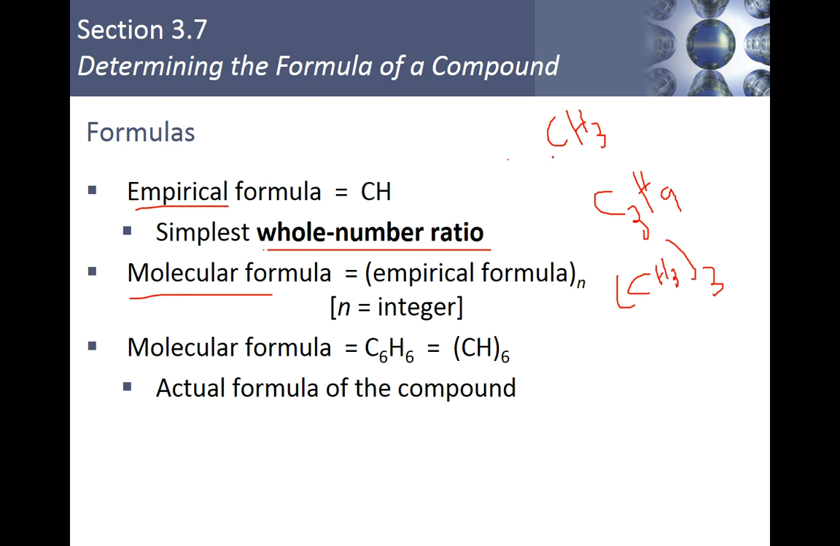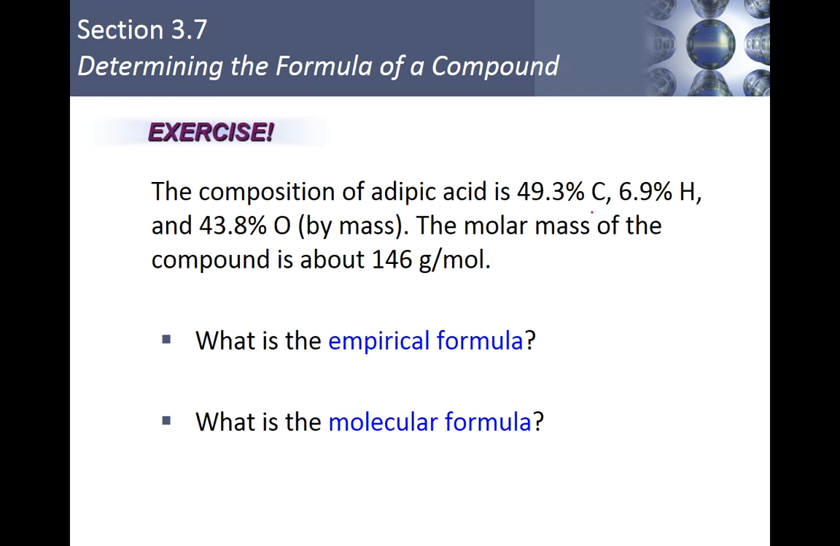Because whatever happens to one also has to happen to the other by rule of the law of definite proportions. Okay, so let's get some practice in with these right here. It says the composition of apidic acid is 49.3% carbon, 6.9% hydrogen, and 43.8% oxygen by mass. The molar mass of the compound is 146 grams per mole. What is the empirical formula? And then what is the molecular formula?